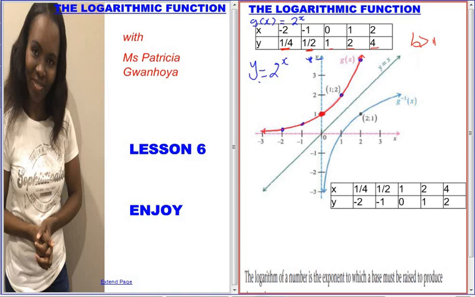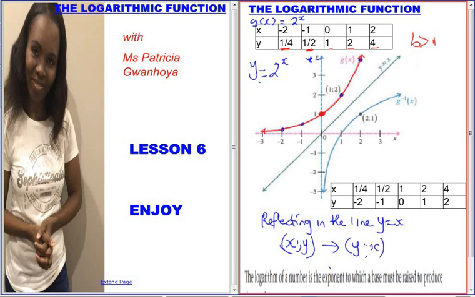So what we are going to do is to reflect this graph in the line y is equal to x. And remember, if you are reflecting in the line y is equal to x, what happens is that your x becomes your y, and your y becomes your x. Generally the rule says if you have (x, y), the image itself will have (y, x). That is all there is to it. So what is it that I'm going to do to get the other graph? That is a reflection of the exponential graph in the line y is equal to x.